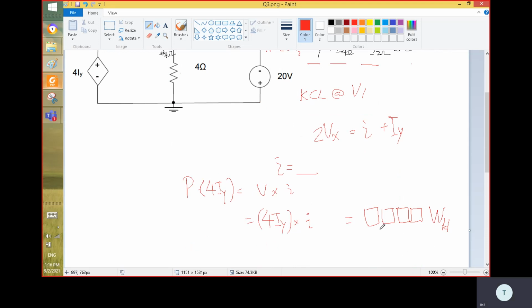Okay, so the power is a really nice number also. Something watt, 1,000 watt, above 1,000. Something 1,000 watt. Okay.